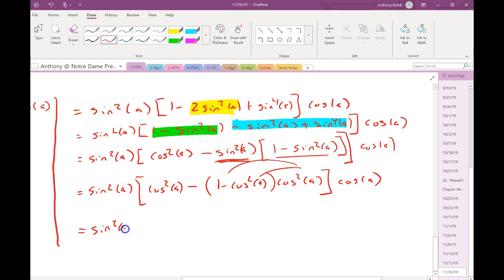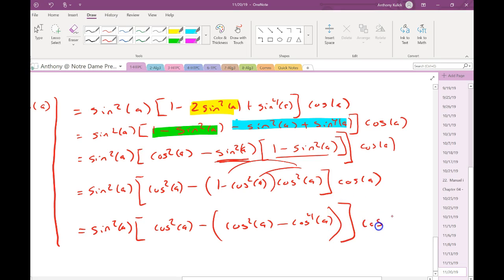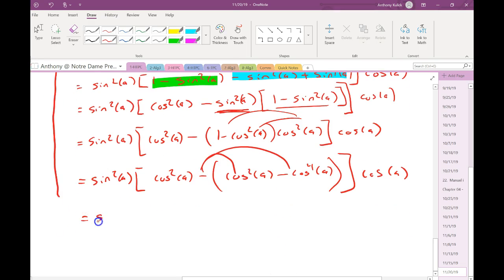This is going to work. It's not the easiest, but it'll do. So when I do that, I have cosine squared a minus cosine to the 4th a. Oops. And then I distribute that negative through. I told you weren't going to like it. No, I would not. I like the way that we did it to begin with.